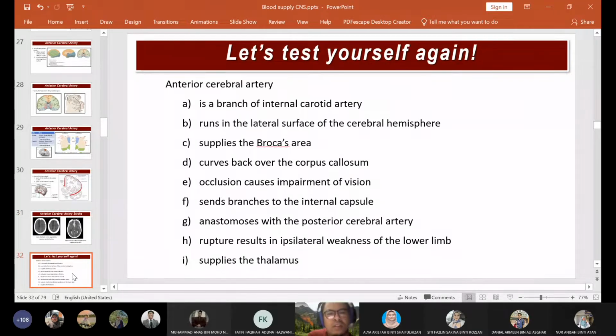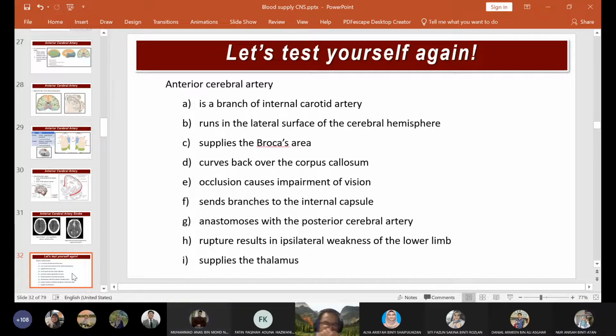Anterior cerebral artery is a branch of the internal carotid artery. True or false? True. Very good. It runs in the lateral surface of the cerebral hemisphere. False. Very good. It supplies Broca's area. False. Very good. It curves back over the corpus callosum. True. Very good. Its occlusion causes impairment of vision. False. Very good. Excellent.